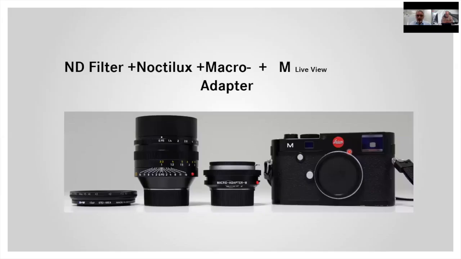Now this is my private view on the M-System. You shouldn't use it only for that; that's the main target, but you can use it. You also can use ND filters. You can then use the Noctilux and the macro adapter, and with M Live View you can take macro pictures.